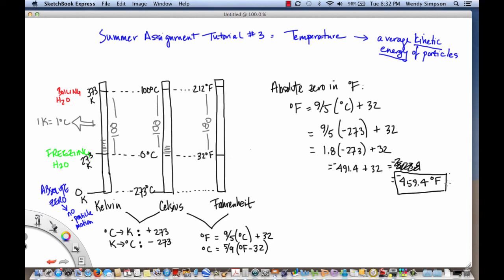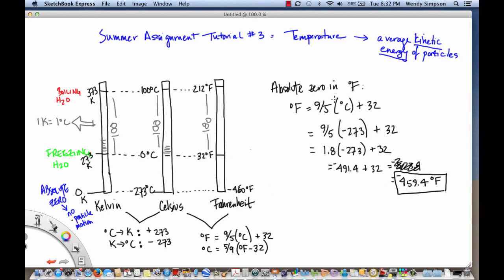If you look at the time, it's 8:32 p.m., the evening of the first day of school, and I'm a little tired. So if we look at absolute zero in Fahrenheit, it's about minus 460 degrees Fahrenheit. And hopefully I've done that correctly.